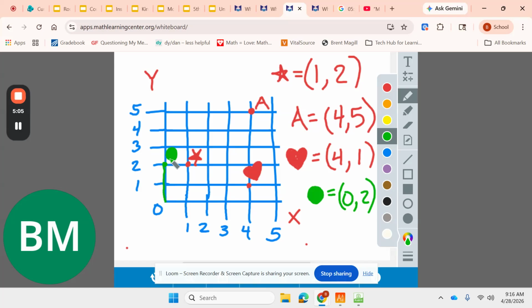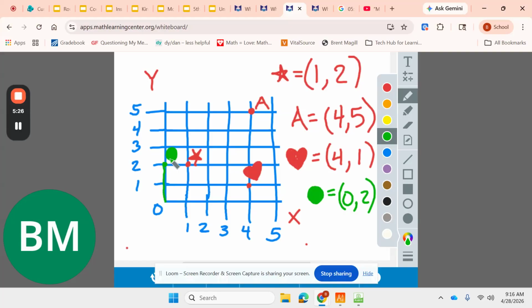Now, another kind of problem you might have is, what is the distance between 2 points? They might ask you, what is the distance between 2 points? Now, we can find that pretty simply. Let's look at A and the heart. How far apart is A from the heart?